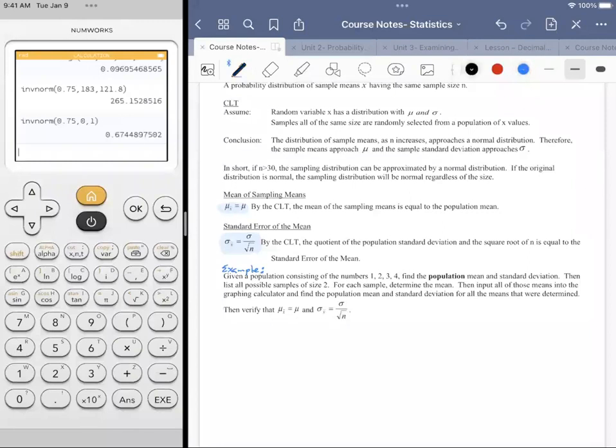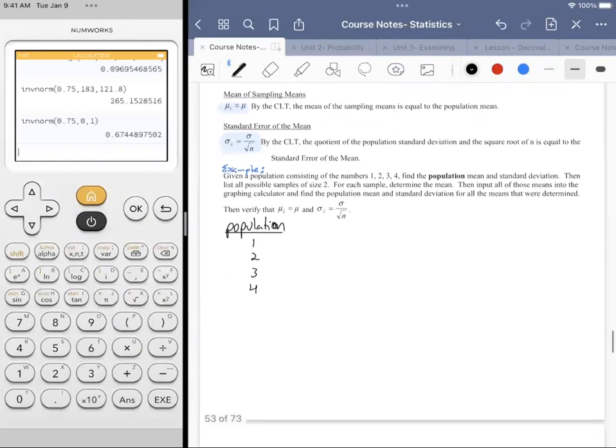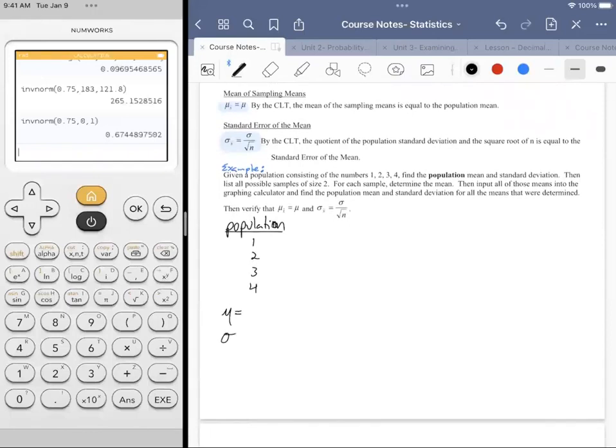So here's my population. I'm just going to write population. All right, the population consists of only the numbers 1, 2, 3, and 4. What we want to do is find the population mean, which would be mu, and the population standard deviation, which would be sigma. The calculator can do that for us very easily.